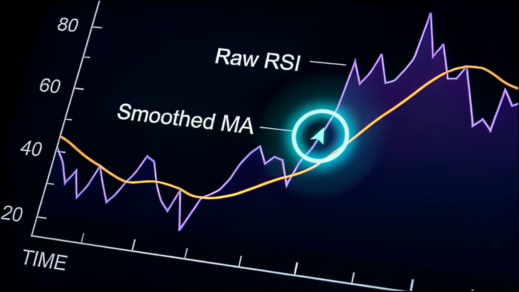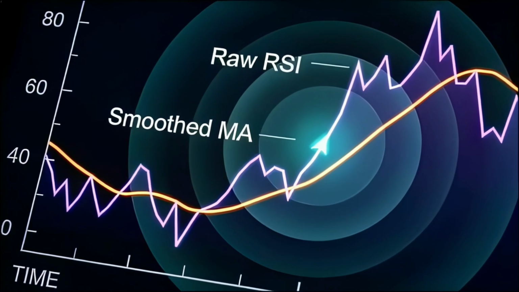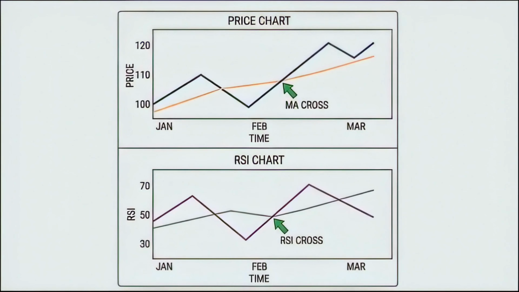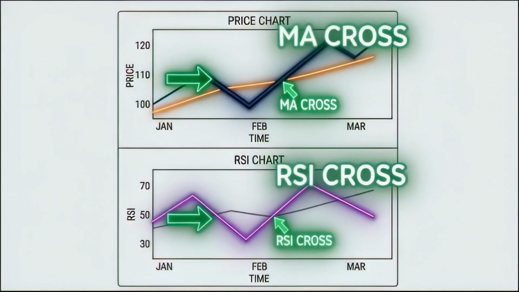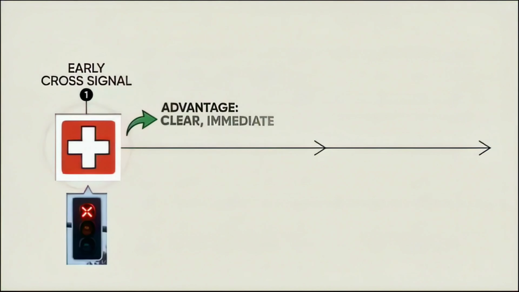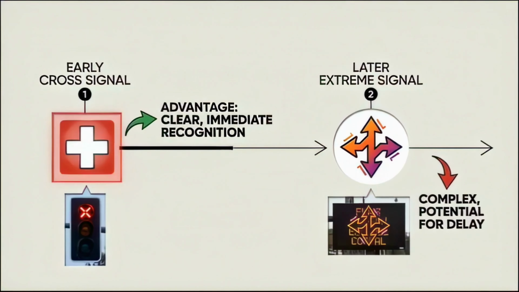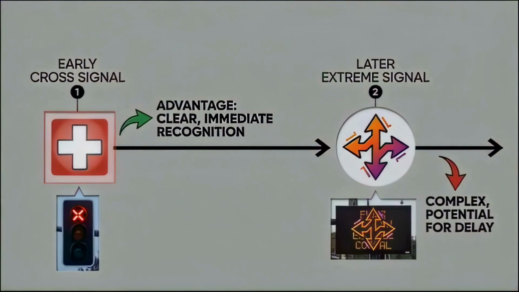With light smoothing applied, you can watch the raw reading cross its own smoothed line, the same way you would watch a moving average cross on price. That hands you a turn signal on momentum itself, and it fires earlier than waiting for the reading to travel all the way out to an extreme.